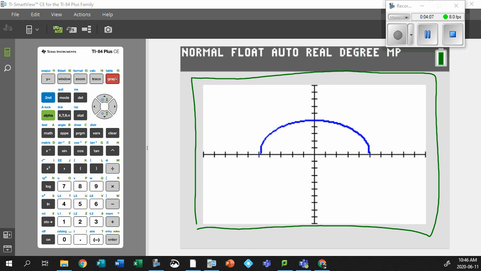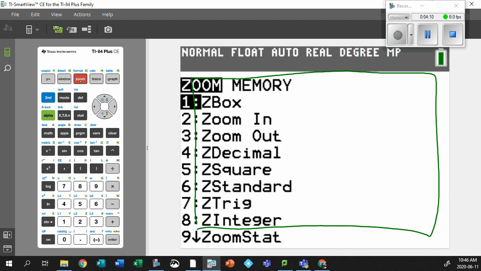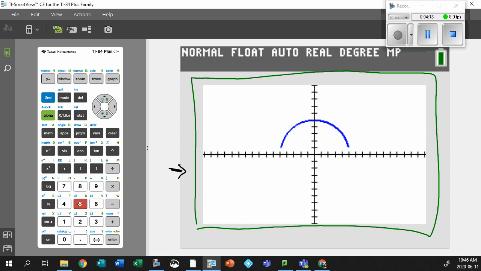If you want it to look real nice, go to zoom and go to zoom square, which is number 5. I'm going to hit 5. Now you get a perfect semicircle. Now, here's the flaw with your wonderful TI-84 calculators. It doesn't go all the way down to the bottom. Why? I have no idea. I've been fighting with this for years and years. So if you know why, email me and let me know. All I can say is this is not an HT calculator, so it's just a mess.